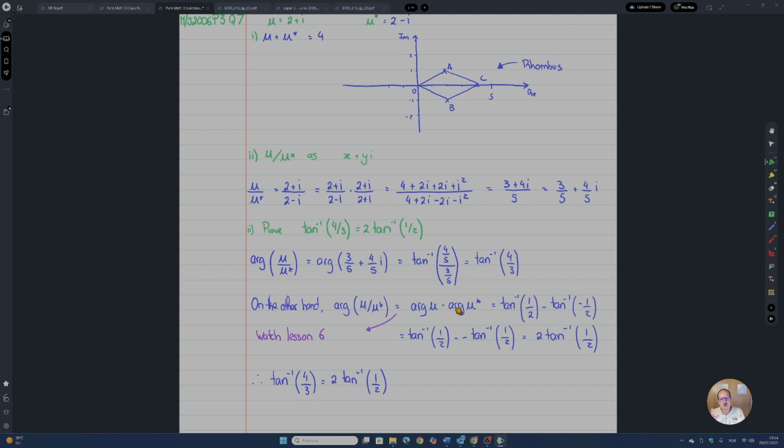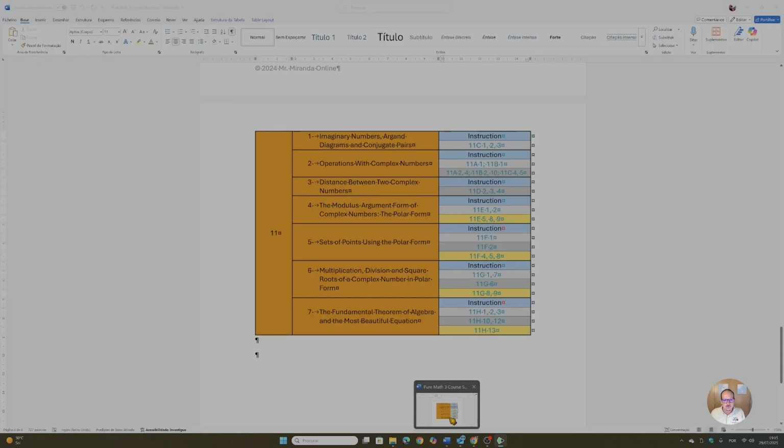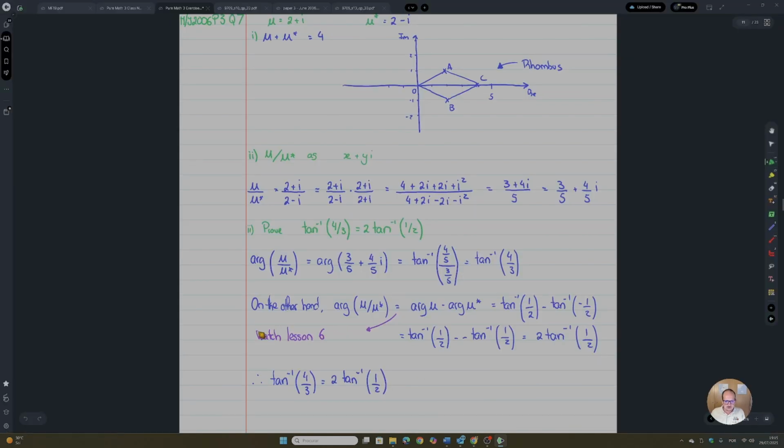There is no way for you to be able to solve this at this point. This is something that you'll just learn next lesson, if I'm not mistaken. So this is lesson 5, yes, and on lesson 6 you'll just learn this. But anyway, this question is important because of the first part. But you can learn this already.